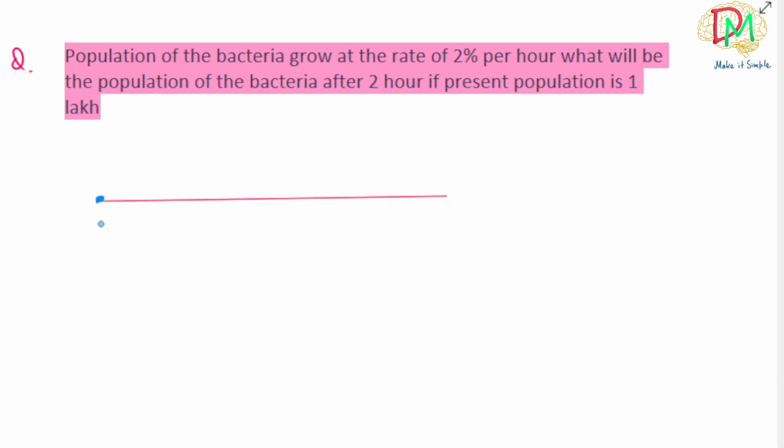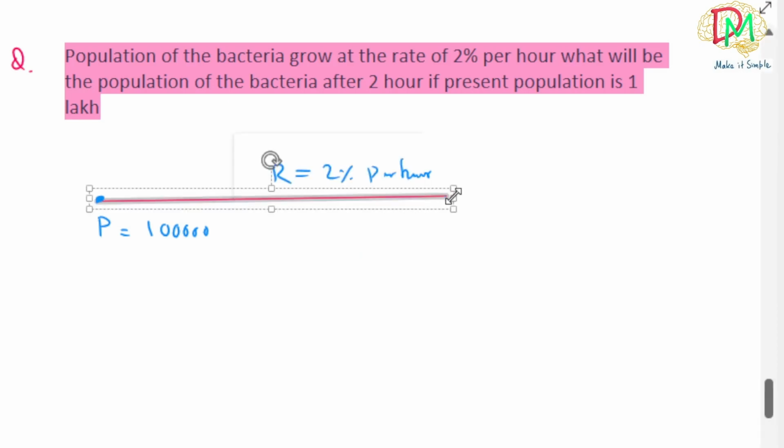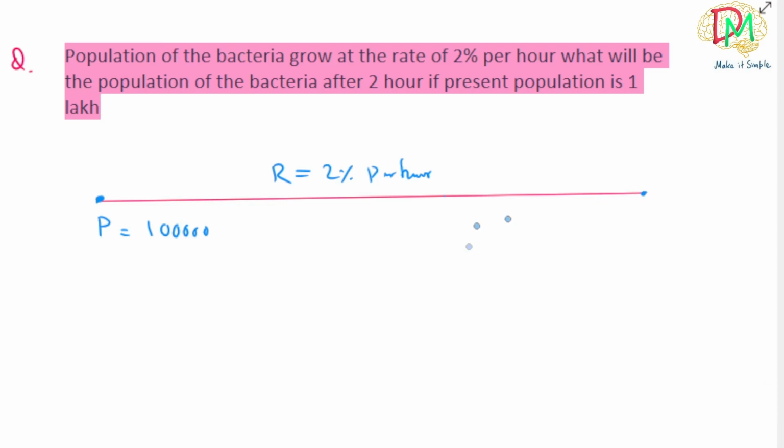Suppose this is the initial number of bacteria, that is 1 lakh, and the rate is equal to 2% annual per hour, and the total time span is 2 hours.